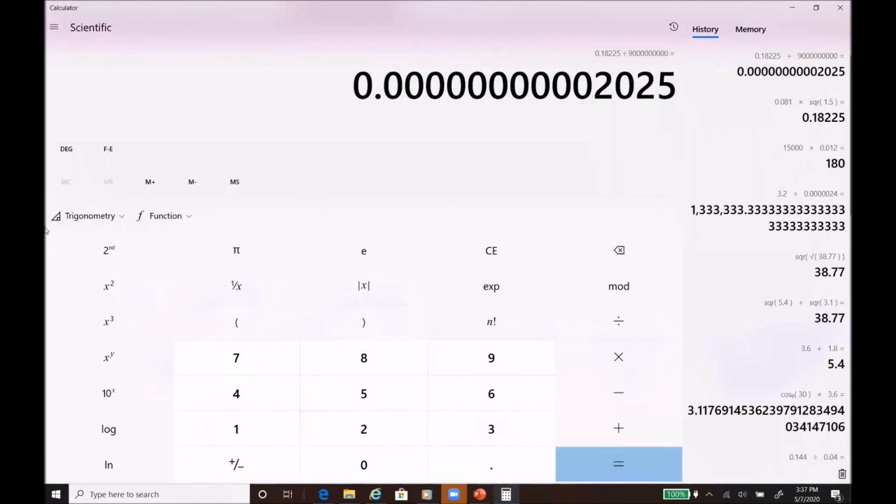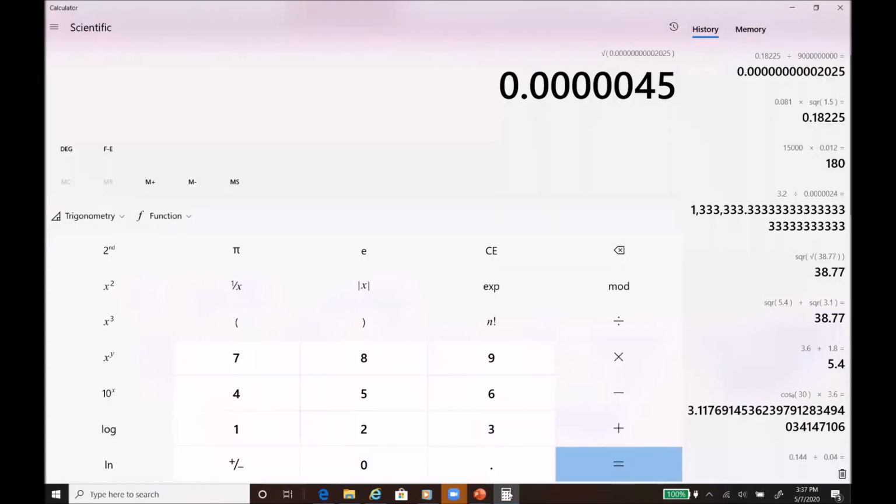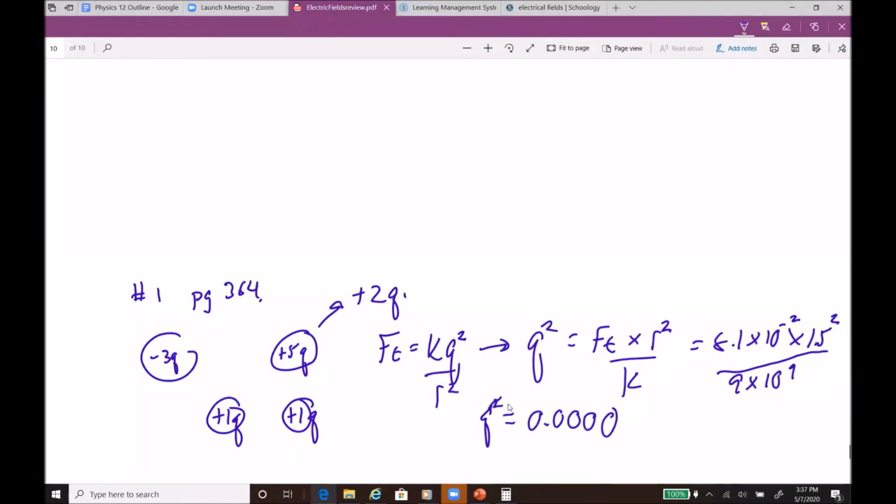Okay, so if we take the square root of that, Q is 0.000045. So let's say Q is 0.0000. How many zeros were there? 4? 5. Okay. So Q would be 4.5 times 10 to the minus 6. So it's 4.5 microcoulombs.